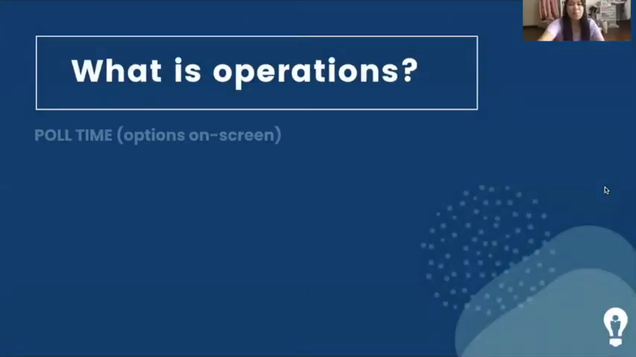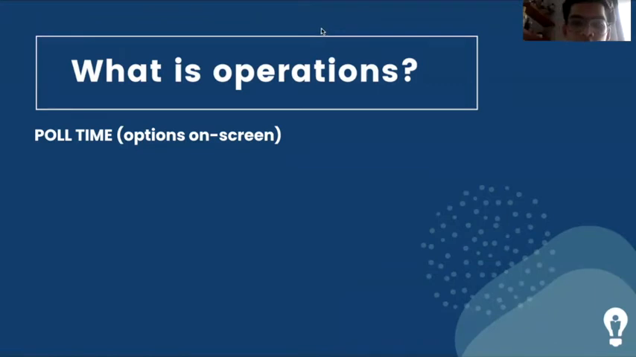So, a simple question for everyone before I pass the time to Dear. We just want to know what you think operations is, and this basic poll will help us understand what you know, so we can better understand how to go about it.